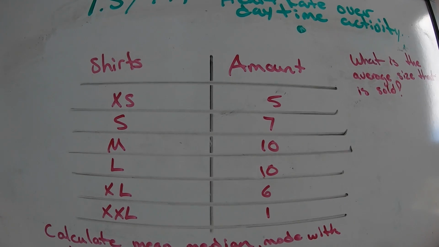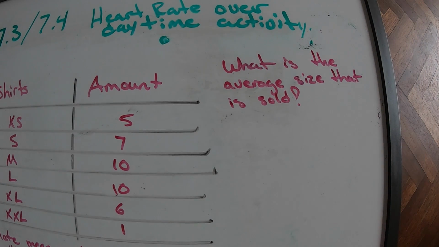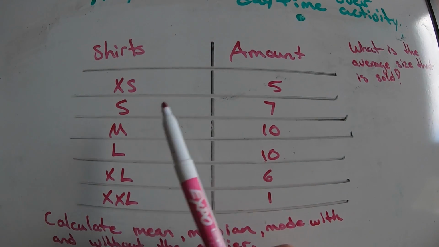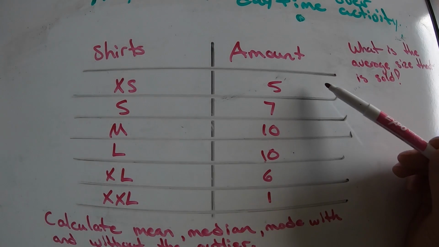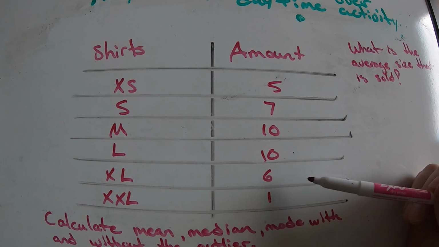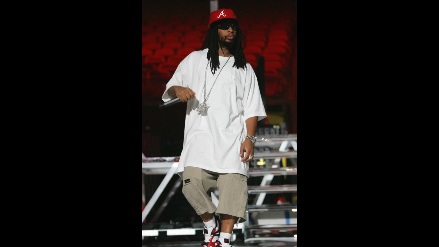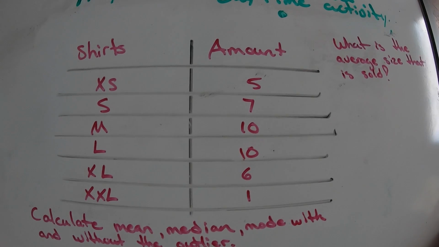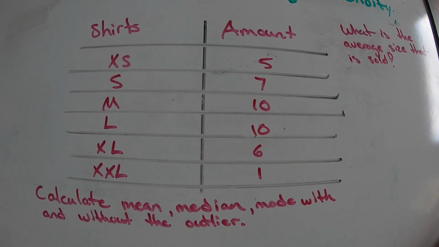Okay, so we have another scenario. So what is the average size that is sold? So I have shirts, I have an amount. So we have 5 extra smalls, 7 smalls, 10 mediums, 10 larges, 6 extra large, and 1 extra large. So we need to be able to calculate the mean, median, mode with and without the outlier. So pause the video and then do the question and then come back for the solution.